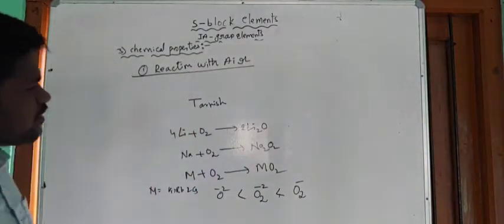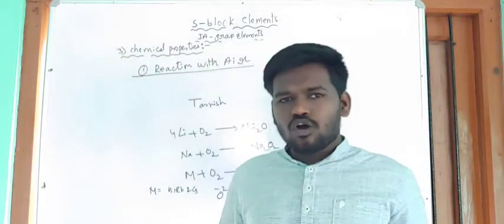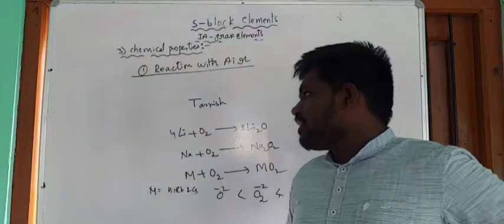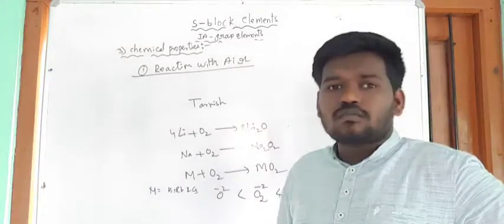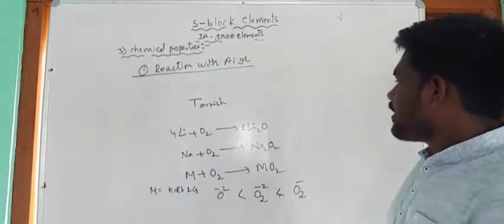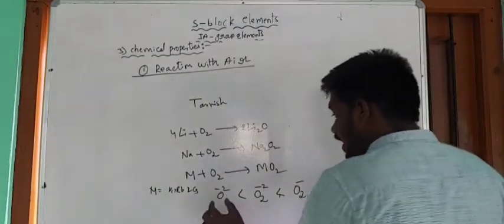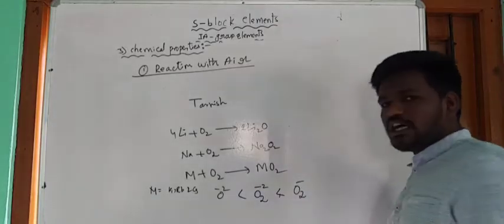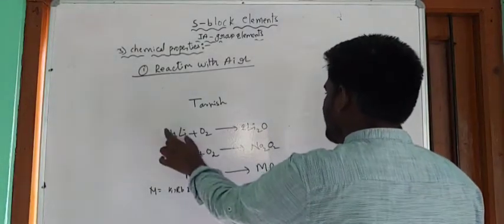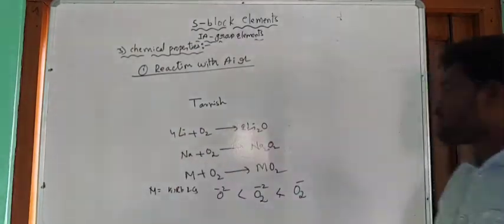Now if you take lithium, it forms the lithium ion. That lithium ion is very small in size, and it contains a more concentrated positive cloud. In order to neutralize that lithium ion, we need an ion with more negative charge. So here O 2- is suitable. That's why lithium always reacts with oxygen to give O 2-, lithium oxide.